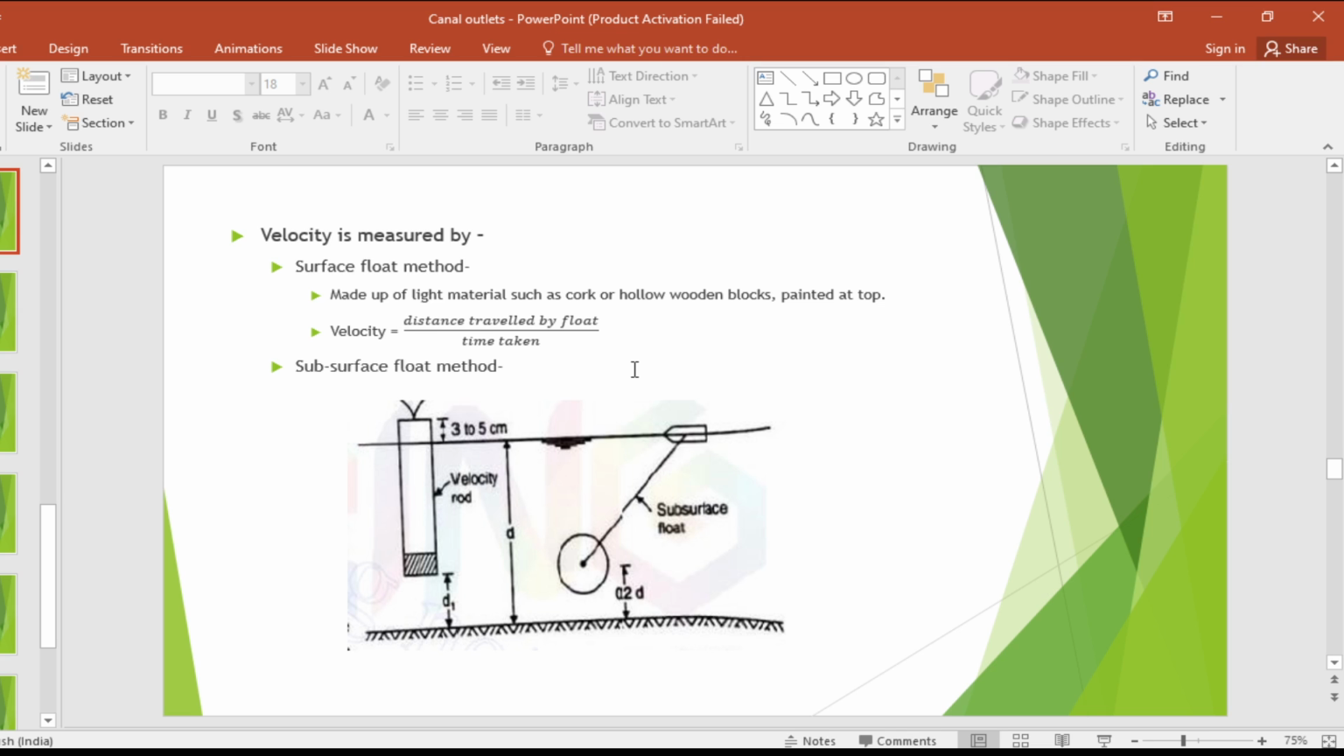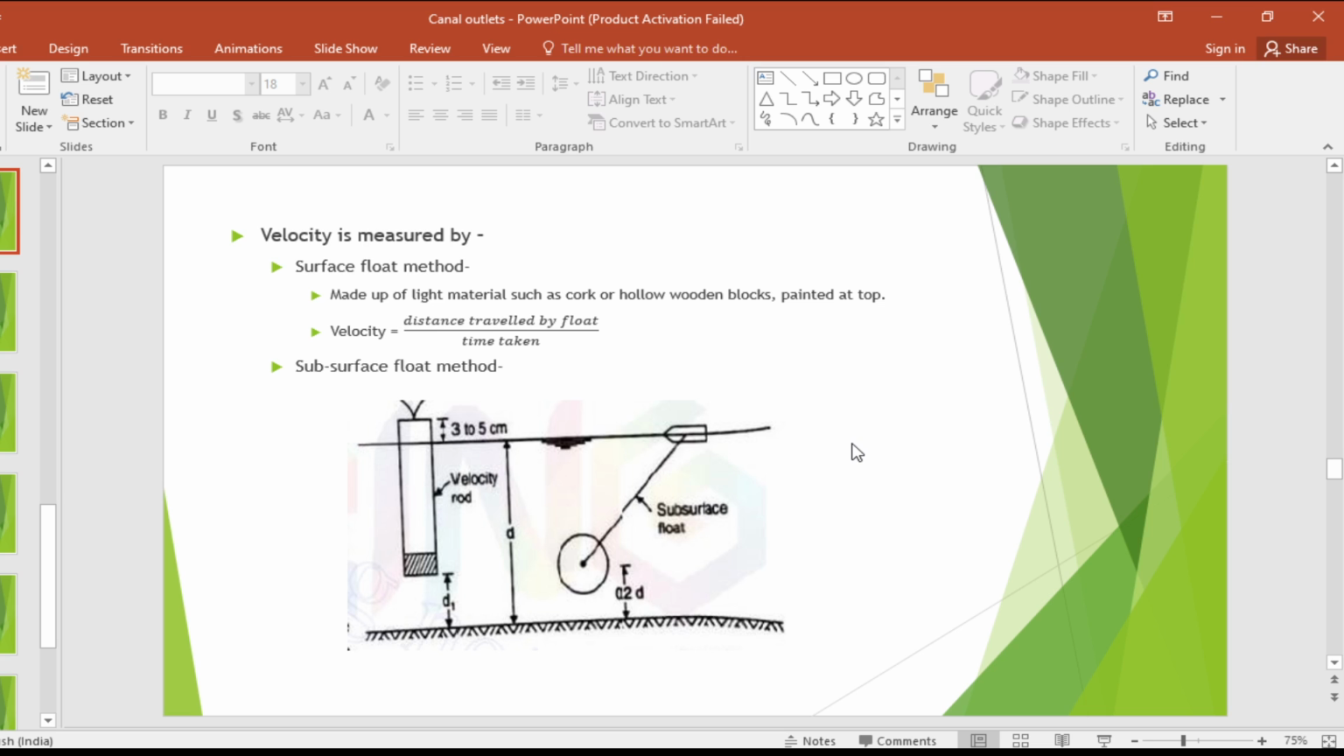Now second is the subsurface float. Here the diagram shows it is also similar to that of the surface float, but the surface float gives only surface velocity. It is usually required to find out the mean velocity of the channel section. That means the mean velocity in the channel section is what we have to find out. So the subsurface float or double float is used for finding it out.